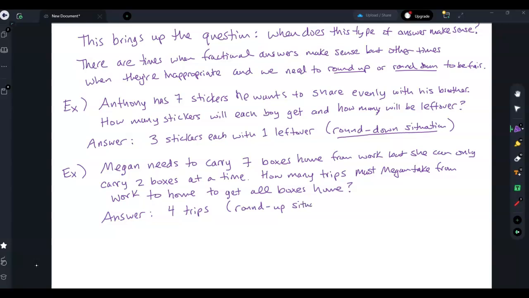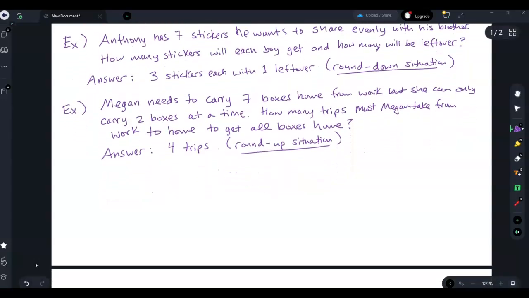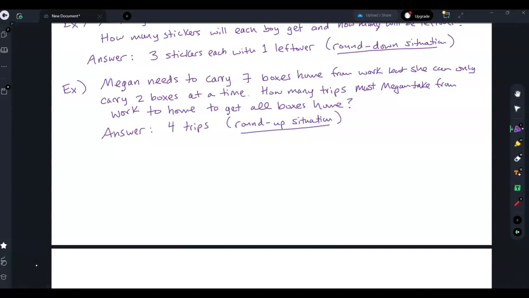And it's just based on the scenario, right? The scenario is what determines what makes sense. In this case, it makes sense to round up because you're going to have to take 4 whole trips, even though in that last trip you're only taking 1 box instead of 2. All right, so then we're going to do 3 more examples to finish out this section of notes. And those 3 examples are going to be yours.